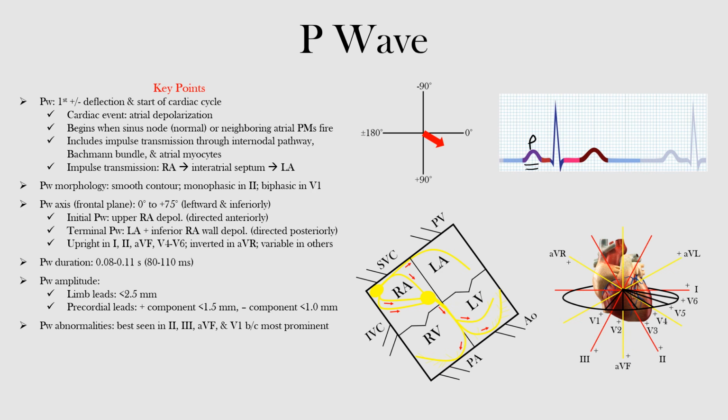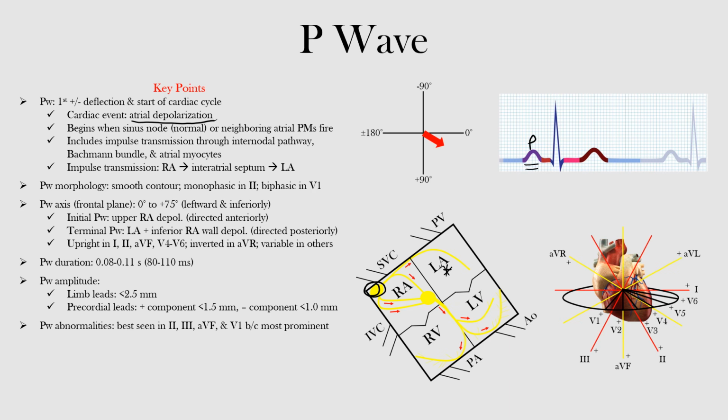Okay, so if you see here, we have our first positive or negative deflection, the start of the cardiac cycle, and it represents atrial depolarization. We're saying it begins when the sinus node fires. Remember, our sinus node is right here, or it can start when we have another atrial pacemaker, okay, an atrial rhythm starting here, and it will also be represented by a P wave, okay? Now it includes the impulse transmission through the internodal pathways, through the Bachmann bundle in the atrial myocytes, okay?